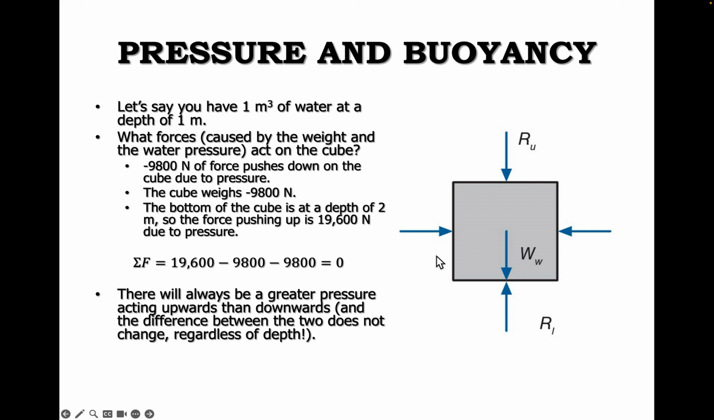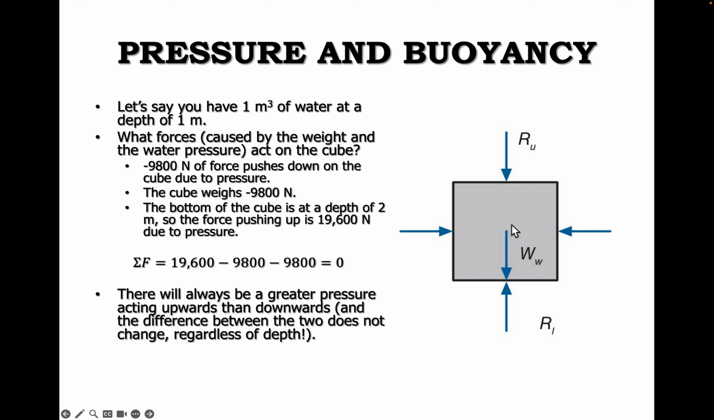Now, the bottom of the cube is at a depth of 2 meters, so the buoyancy force, the force that's pushing up on that object, is going to be 19,600 newtons due to its pressure. So in our equation, if we sum up all the forces going vertically, we have 19,600 newtons of force pushing up, or buoyancy force. Then we've got negative 9,800 newtons of force pushing down, and negative 9,800 newtons of force due to the mass and gravity of the object.